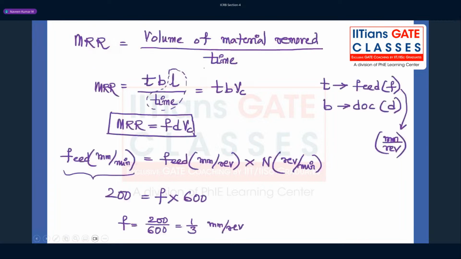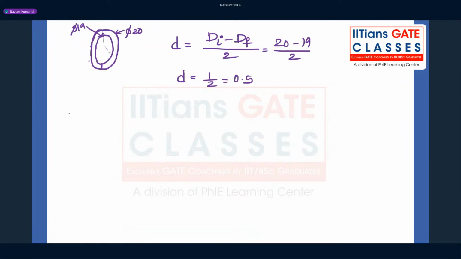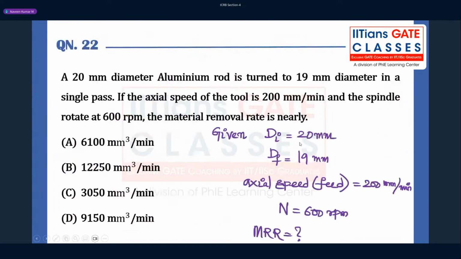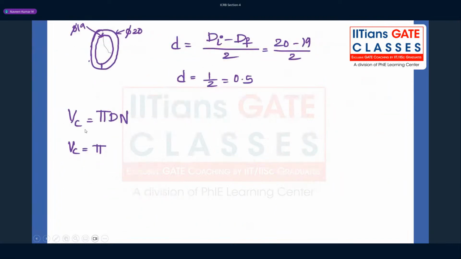Next is cutting velocity. Cutting velocity V_c is equal to pi D N. Now the question is, as we proceed the cutting velocity will be reducing, so which velocity do we take, initial or final? I'll take the average. Because it is a continuous operation, I will take the intermediate diameter.